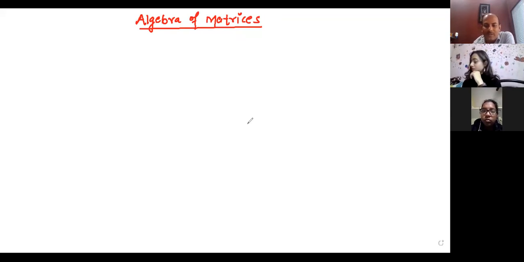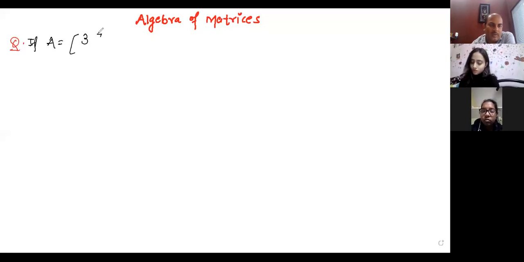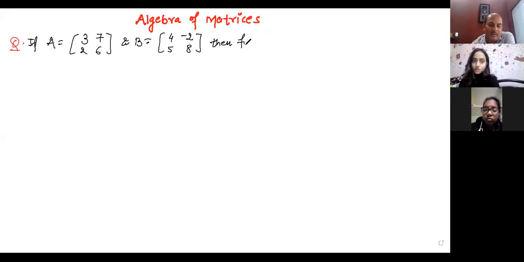Keeping that in view, I'm taking a very small question wherein I'm going for the addition of matrices along with scalar multiplication. So let's take a question. If A is equal to 3, 7, 2, 6 and B is equal to 4, -2, 5, 8, then find 2A plus 3B.